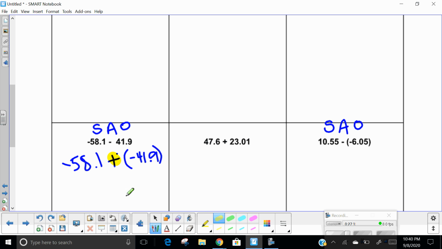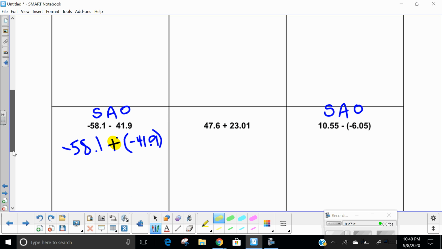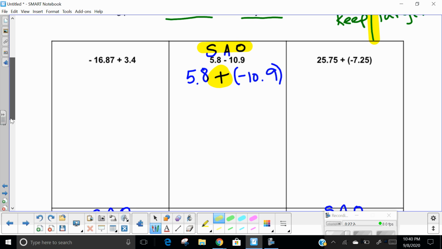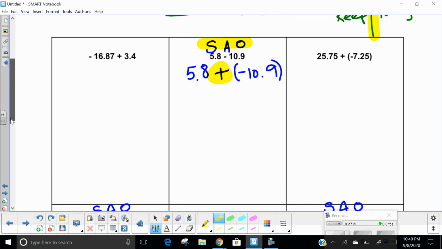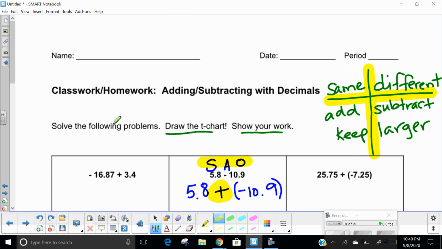Okay, that was a pretty lengthy explanation, but I went really, really slow so that you could see everything in detail. Now what I want you to do is finish the other problems. I got you started on 3 of them, so you need to finish the rest.